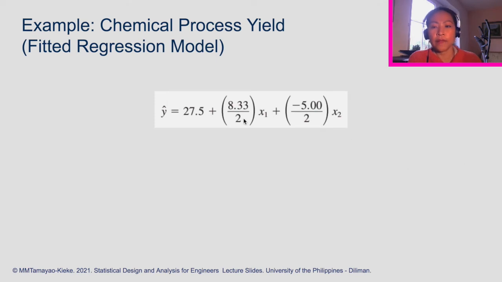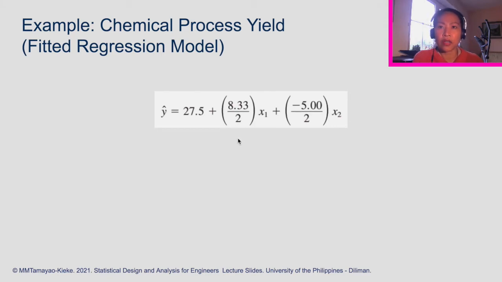Now, fitting the data to our regression model, we get the following regression model. Y hat is equal to 27.5 plus 8.33 over 2 times x1 plus negative 5 over 2 times x2. Note that the intercept is basically the grand average of all observations, and then the regression coefficients are basically 1/2 of the estimated factor effects.